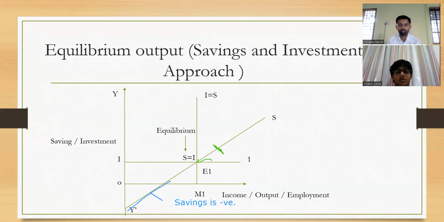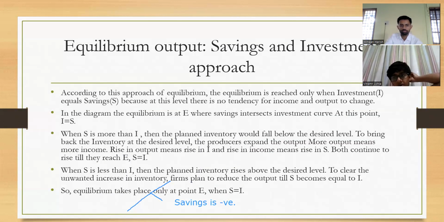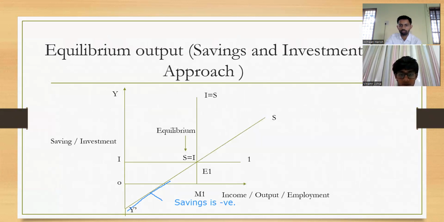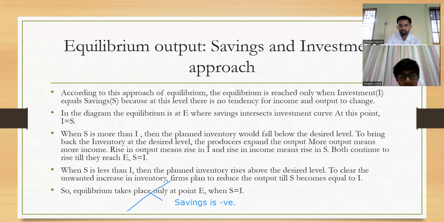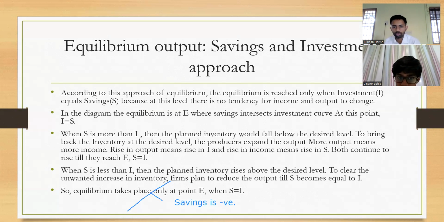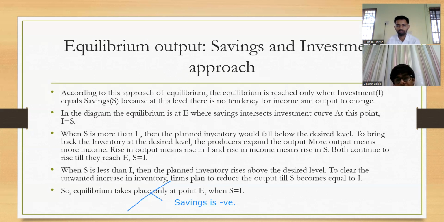And when savings is less than I, what do they do? They increase the output. So they plan to reduce the output till S becomes equal to I. Even in the text, they've said when S is lesser than I, planned inventory rises above the desired level. Yes. Inventory is just a stock. Output is what we can call the output of production. Okay.